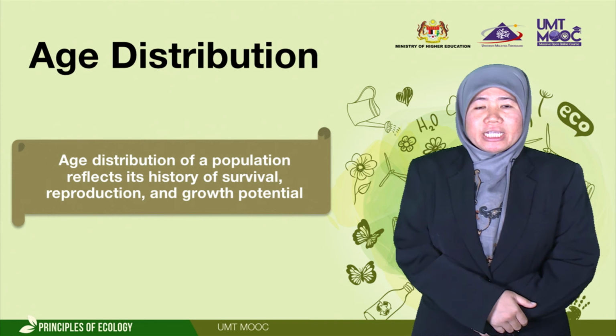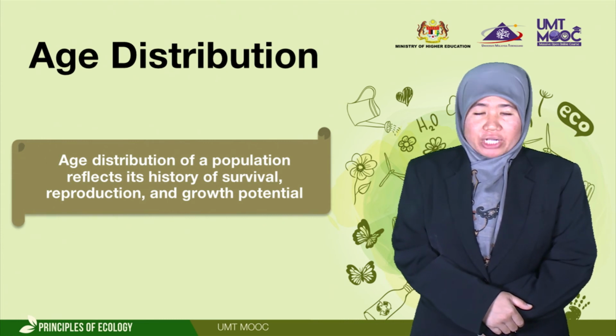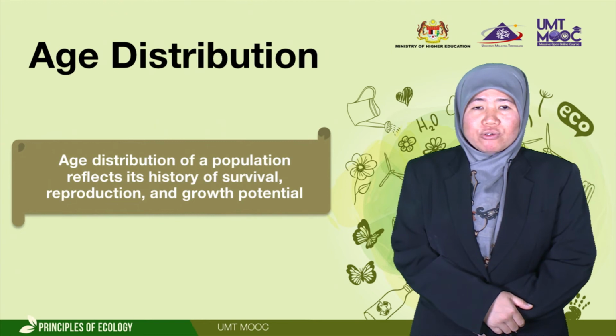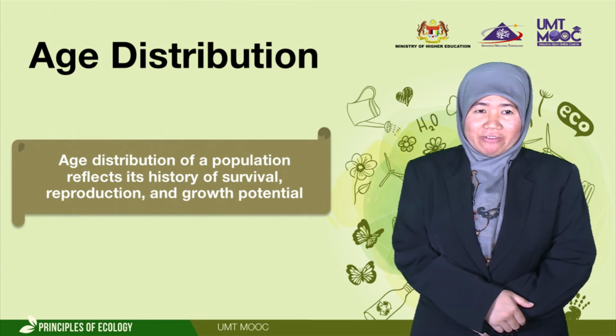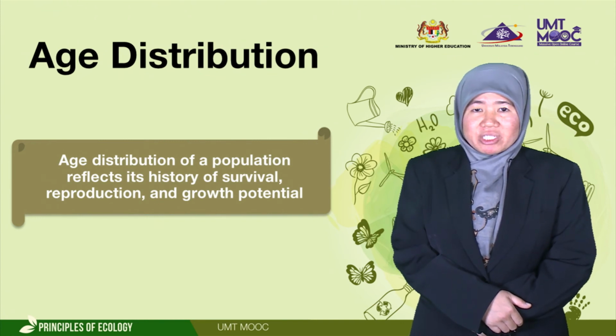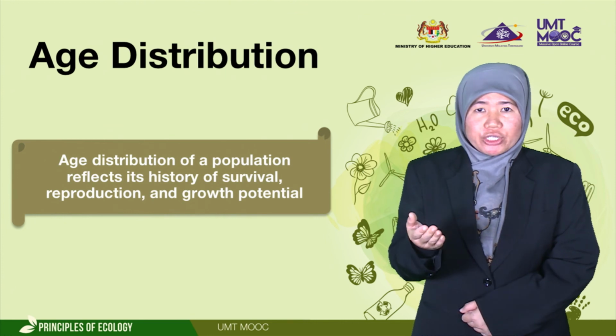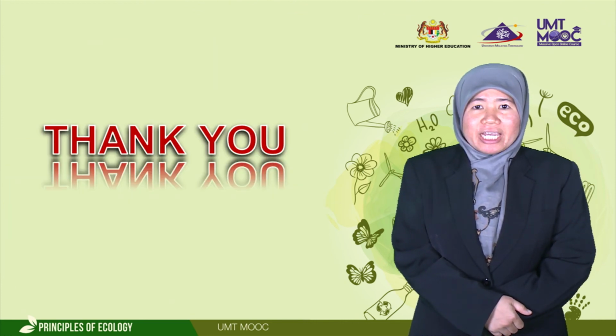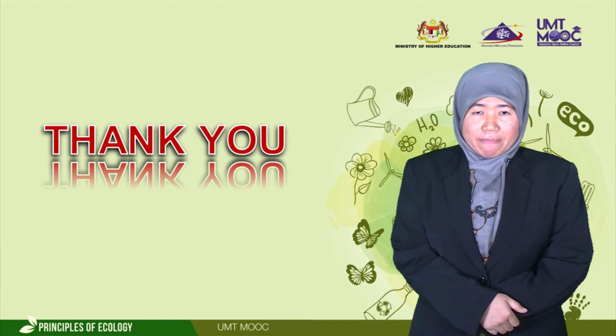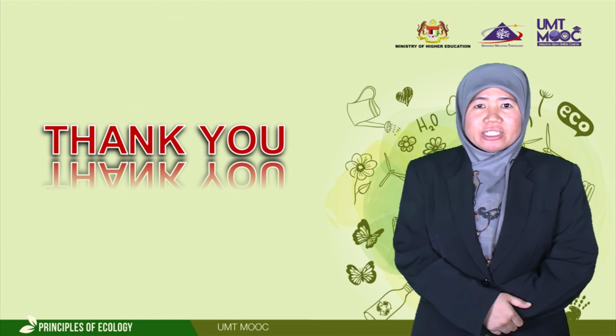The age distribution indicates the periods of successful reproduction, periods of high and low survival, and whether the older individuals in a population are replacing themselves or if the population is declining. Therefore, the age distribution of a population reflects its history of survival, reproduction, and the potential for future growth. I hope you get the idea of what factors need to be considered when you study population dynamics and why you need to study this topic.